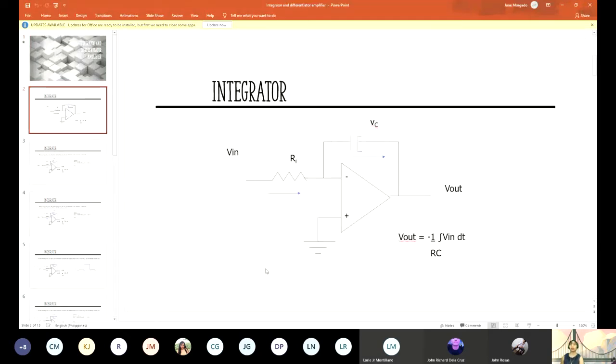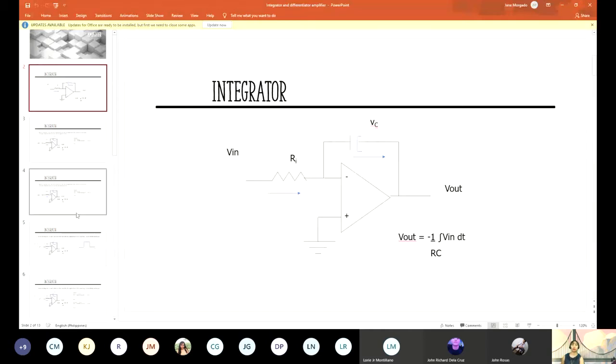Integrator amplifier. The integrator and differentiator are a combination of resistor and capacitor. If it is an integrator, you have the capacitor as a feedback element. As you can see here, you have a capacitor instead of a feedback resistor, and then you have the RI. So this is a basic integrator.